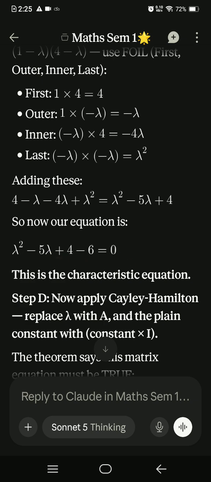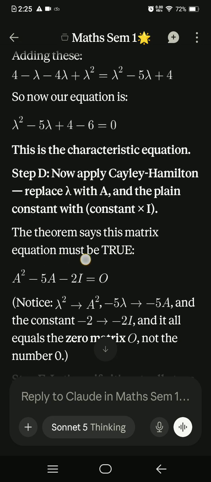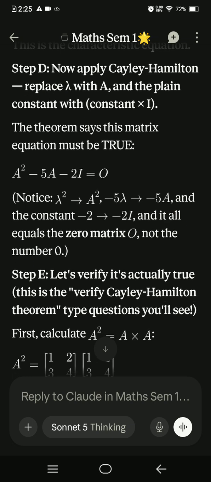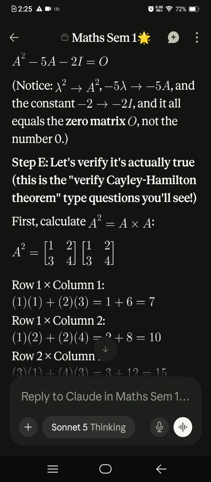Now apply the Cayley-Hamilton theorem. Replace lambda with A and the plain constant with the constant times I. The theorem says this matrix equation must be true. Since lambda squared becomes A squared, this is how they are replaced. It is all equal to the zero matrix, not the number 0. So these are all matrices and this is the zero matrix. Step 4, let's verify it's actually true. This is the verify Cayley-Hamilton theorem type question you will see.